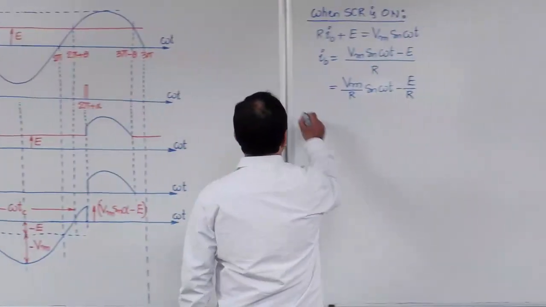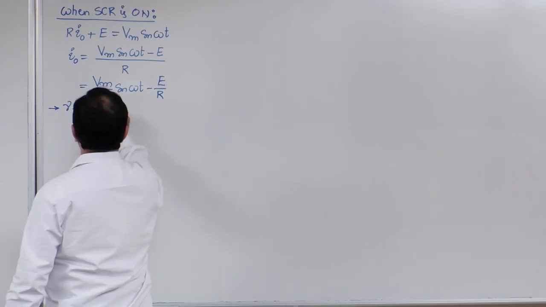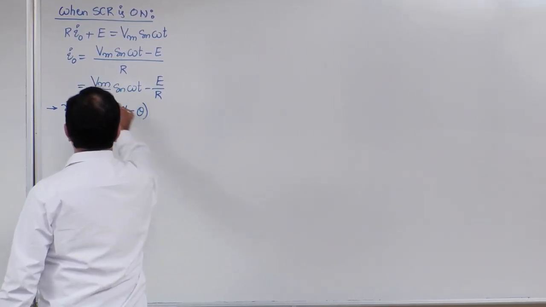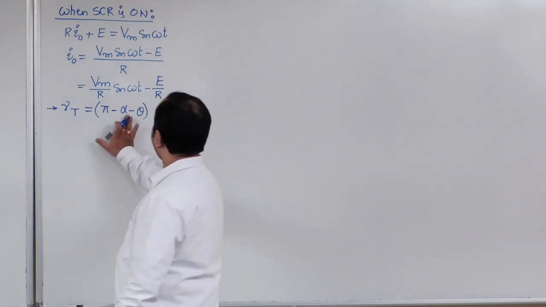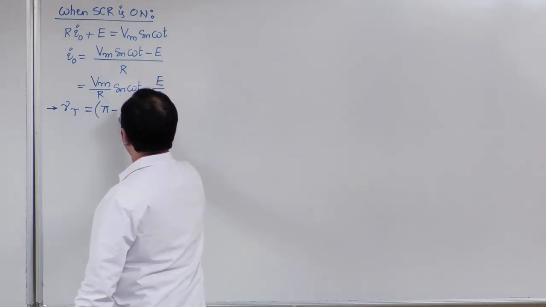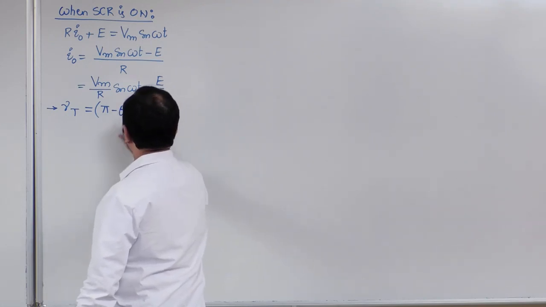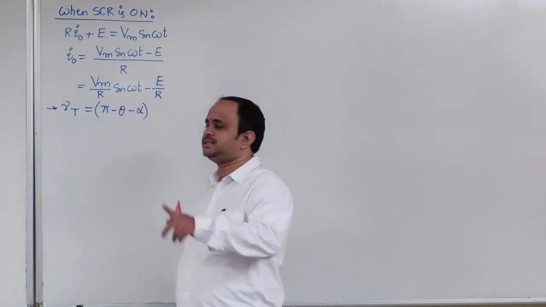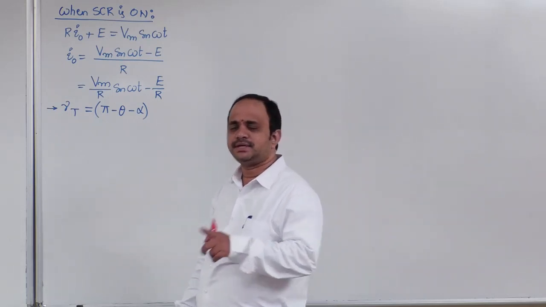The first conclusion is conduction angle for the device. What is that? Pi minus theta minus alpha. What is the reason for this? SCR is conducting from alpha to pi minus theta, hence we can write it as pi minus theta minus alpha.